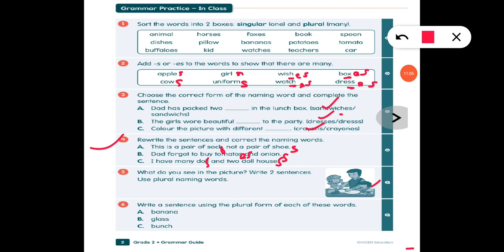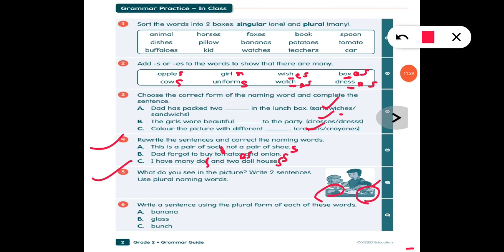Next one. What do you see in this picture? I see tomatoes here. So you have to write down I see tomatoes. I see chilies. यहाँ पे देखो, यहाँ पे chilies भी हैं, यहाँ पे tomatoes हैं. So I see tomatoes. I see chilies. Okay. Tomatoes are plural. Chilies are plural. So you have to complete this question. I hope it is clear to you.